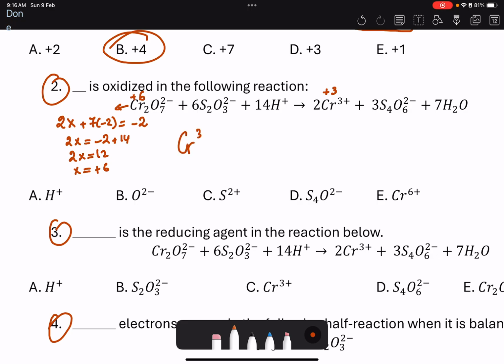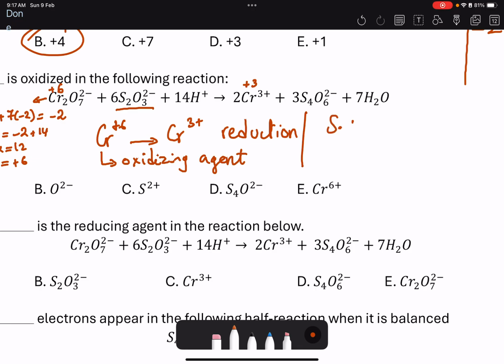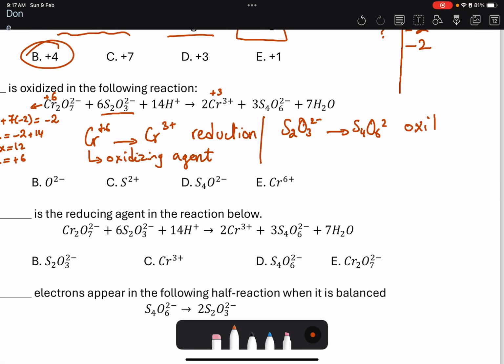So Cr got reduced to 3+. So this undergoes a reduction and it is the oxidizing agent. Whereas the other substance, the S2O3, is the one that is going to be oxidized. So this is going to undergo an oxidation, and this is the one that I call the reducing agent. So in this one, this is the reducing agent, obviously.